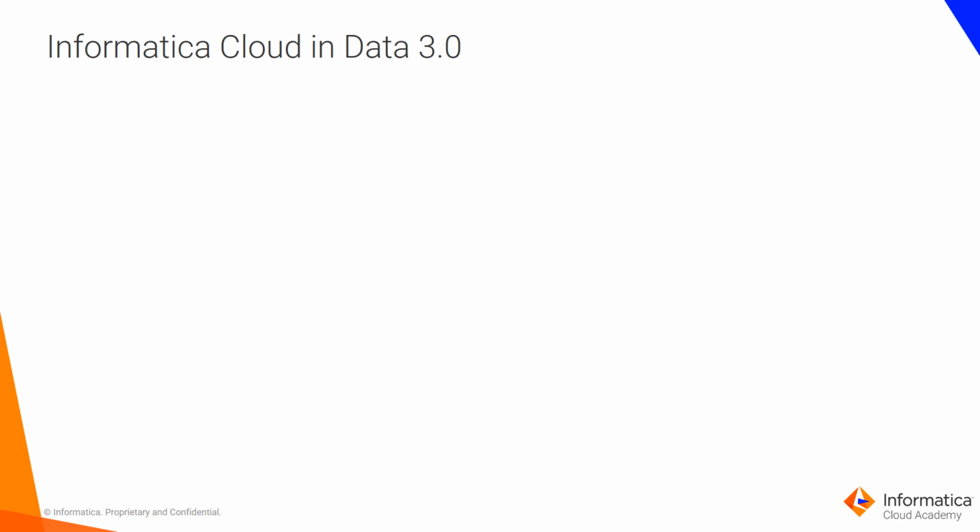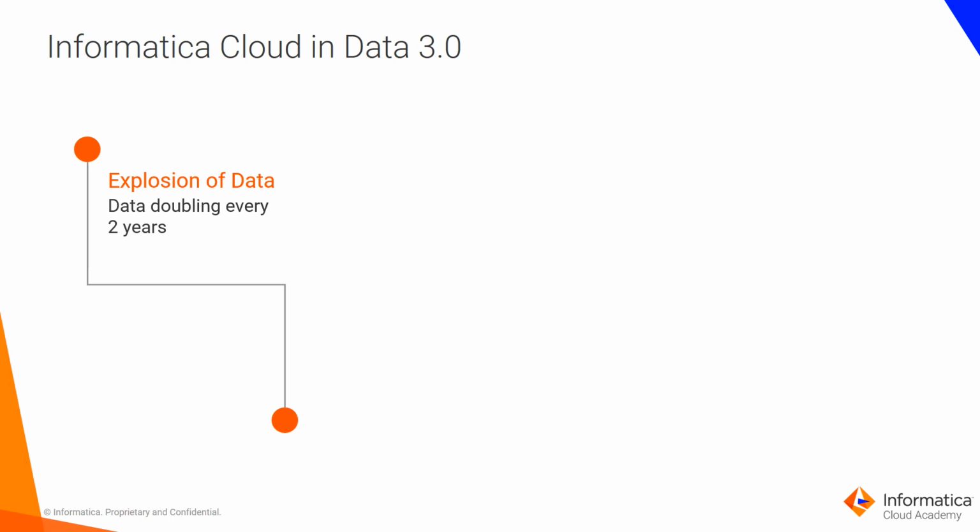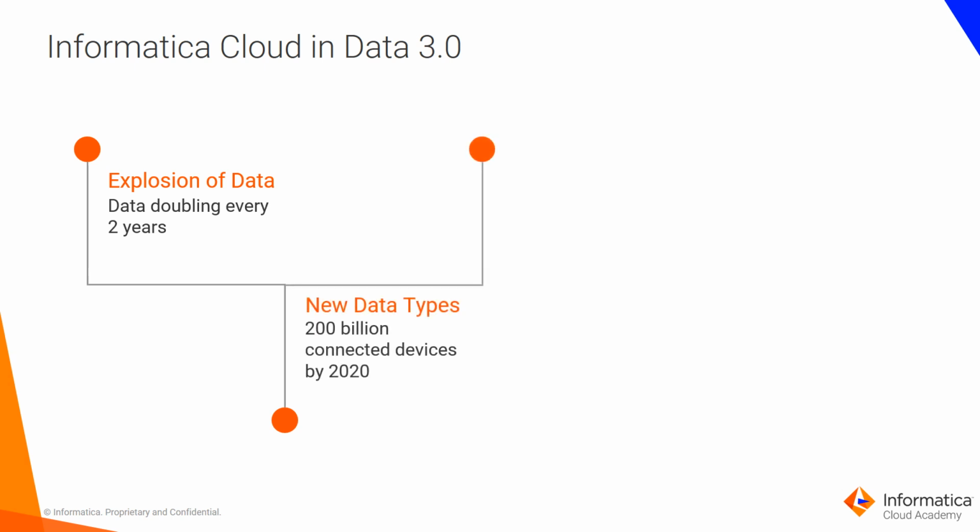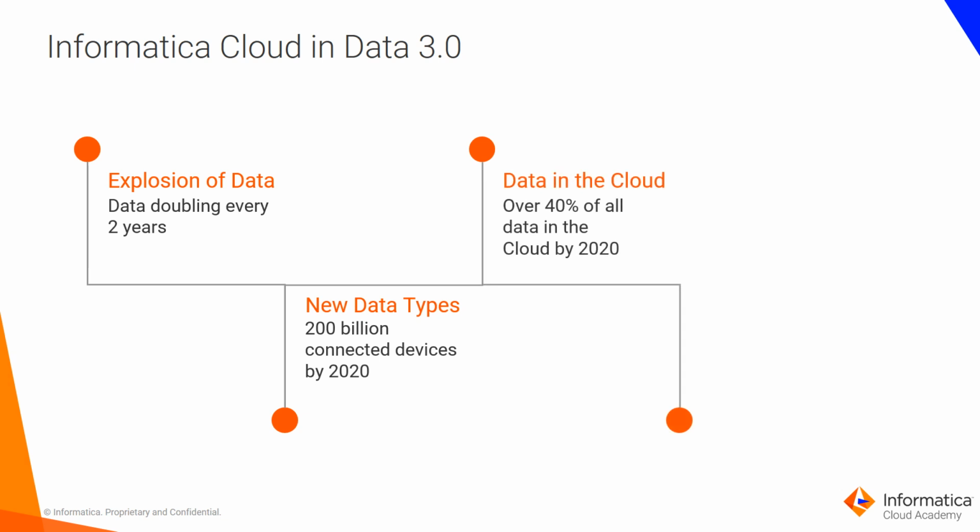The 4 major characteristics of Data 3.0 are: first, massive growth in data volumes. The amount of data doubles every 2 years. Second is the new types of data such as machine data, social data, mobile data, streaming data, etc. Third characteristic is the data in the cloud. Today, 10 to 15% of all data is estimated to be in the cloud. That will grow to over 40% by 2020. And remember, during that period, data will double every 2 years. That means data in the cloud will grow by 10x by 2020.